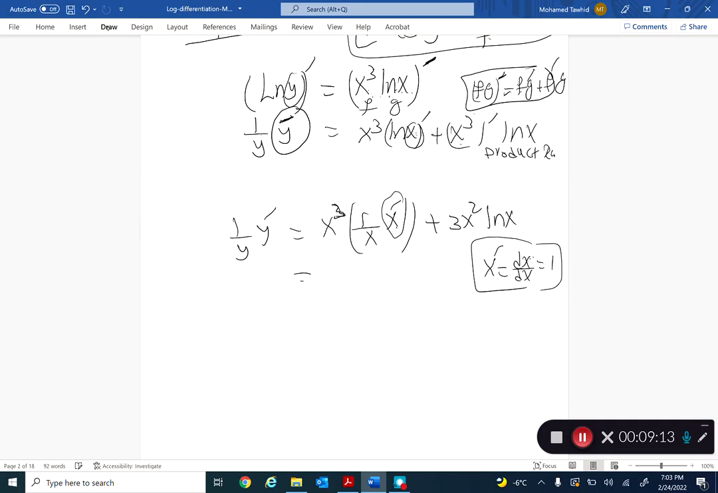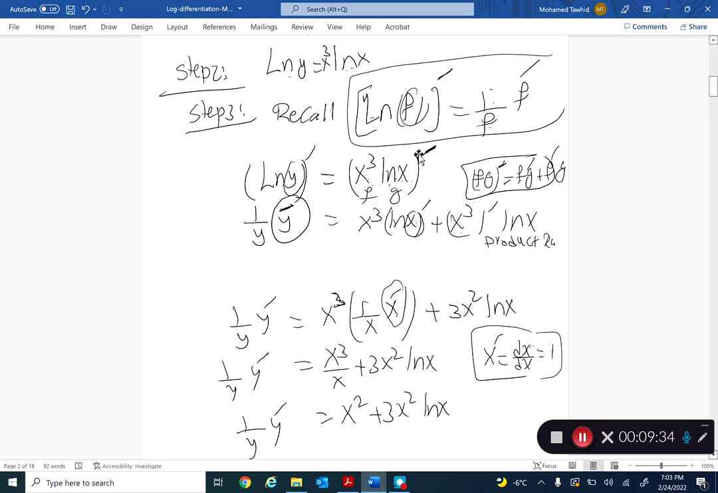So if I simplify this here, you have x cubed divided by x, and here 3x squared ln x, and here you have 1 over y prime. So I can simplify this. You have x squared plus 3x squared ln x, right? And here 1 over y prime. What is the last step?